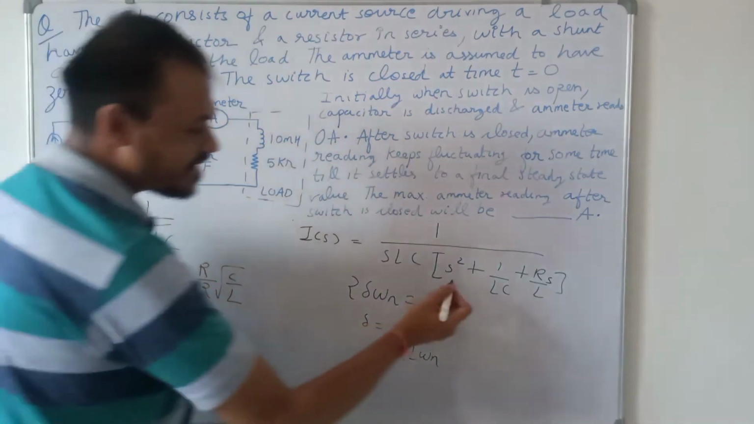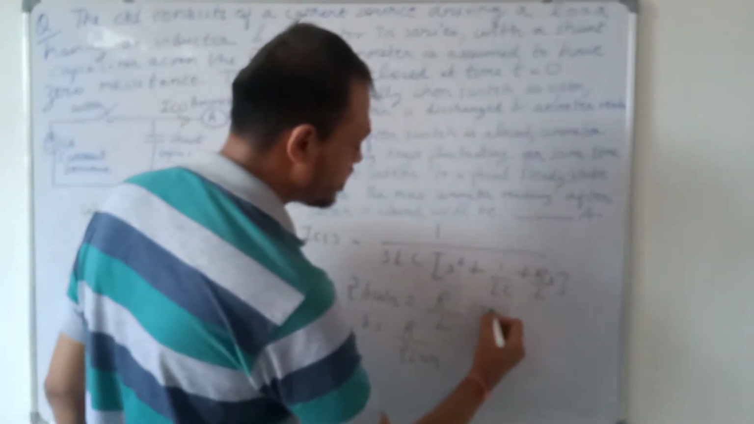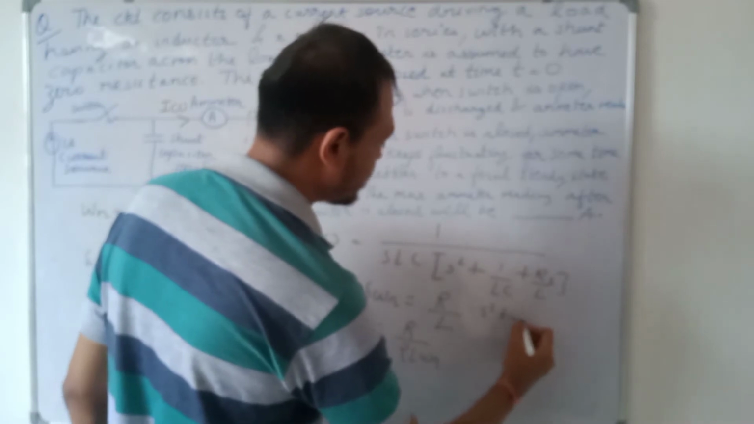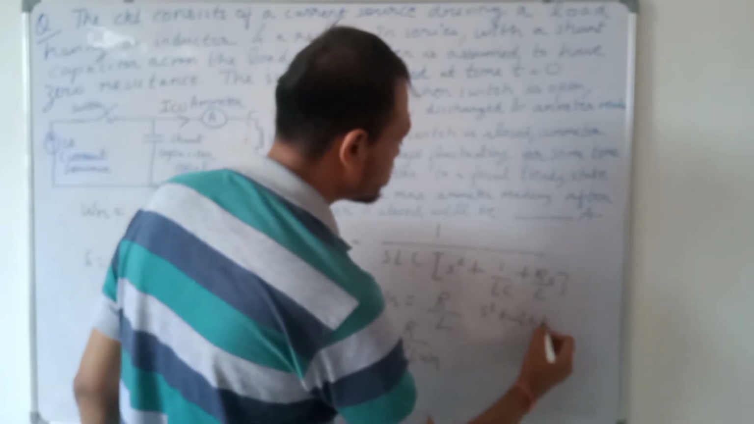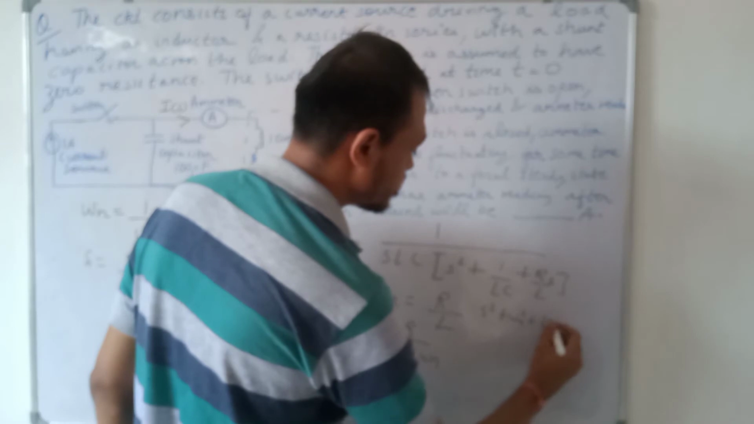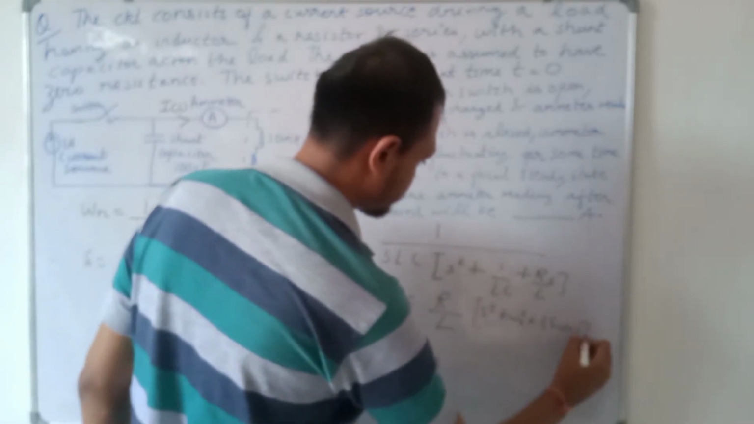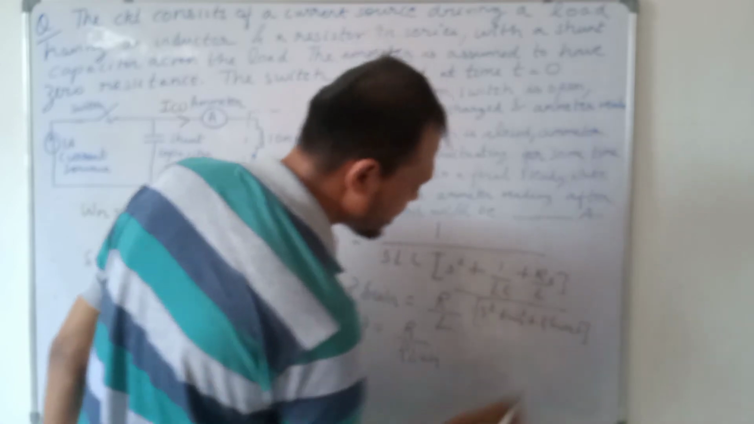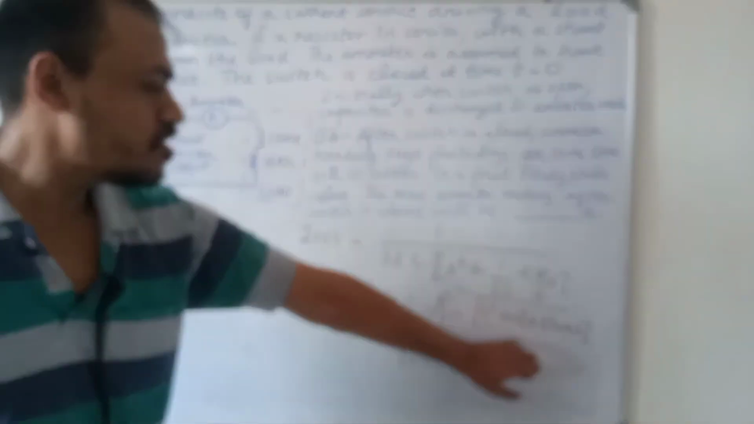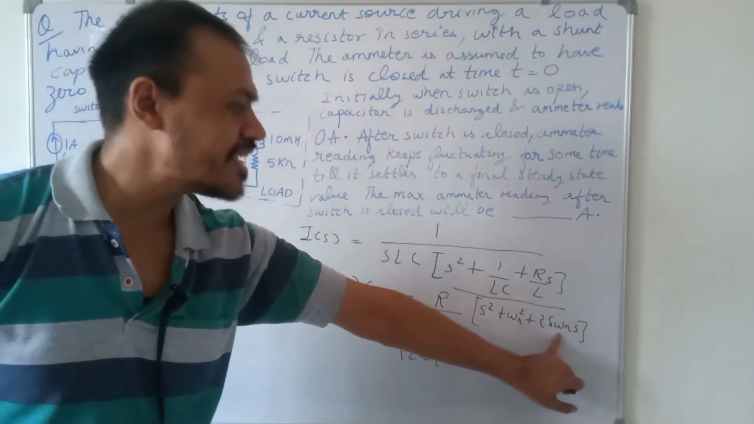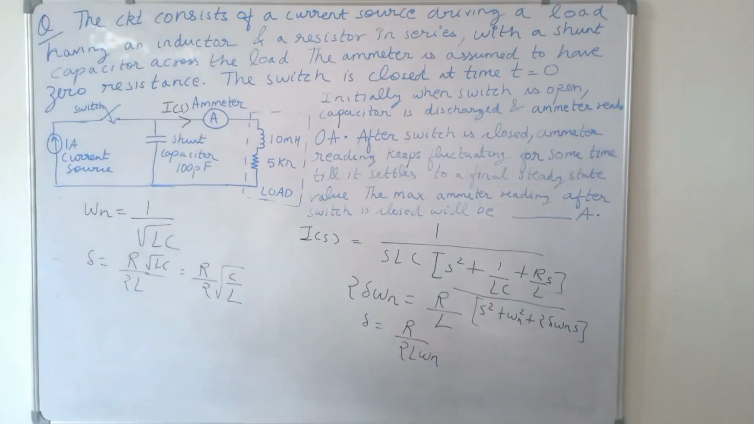You have to compare this equation with S square plus 2 zeta omega n S plus omega n square. So if you compare this equation, then omega n is equal to 1 upon under root of LC and 2 zeta omega n is equal to R by L. So zeta will be equal to R upon 2 under root of C by L.